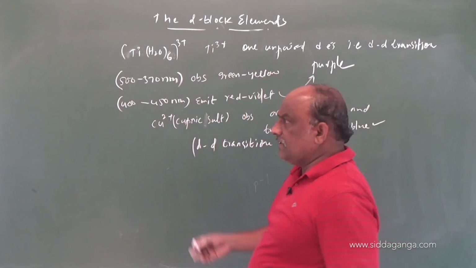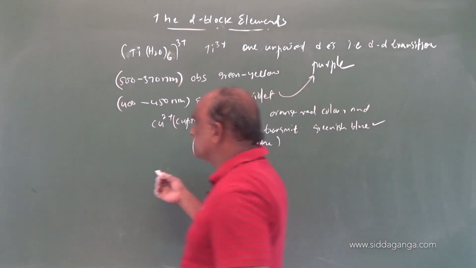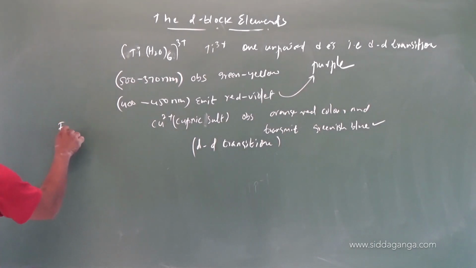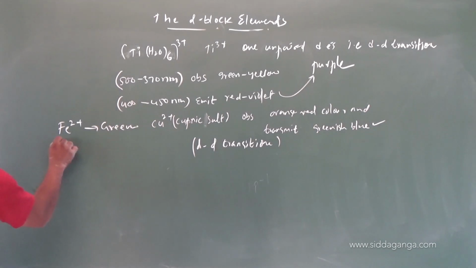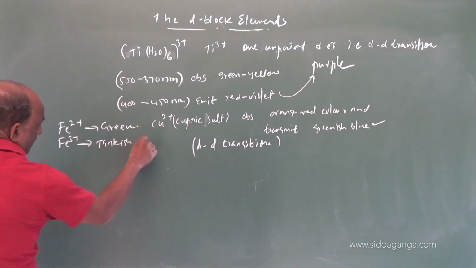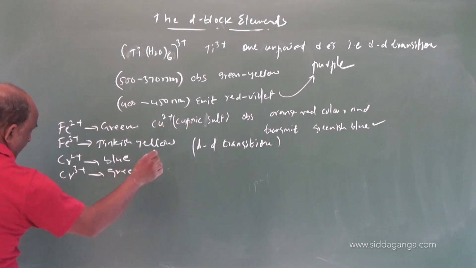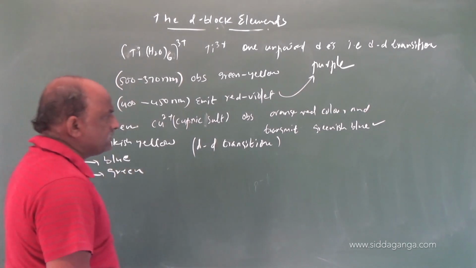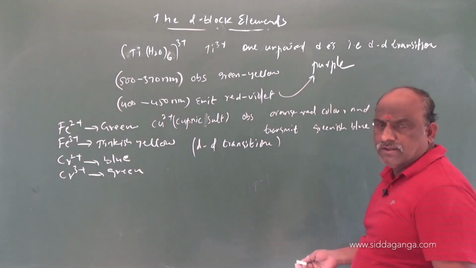Due to this, we have to find some examples of colors. Fe2+ is green color, which is already available in the lab, and Fe3+ is a pinkish yellow color. Coming to Cr2+, it is blue color, and Cr3+ is green color.